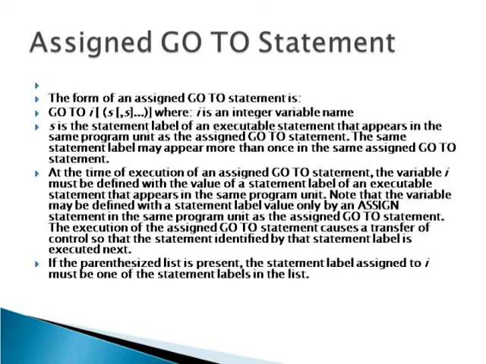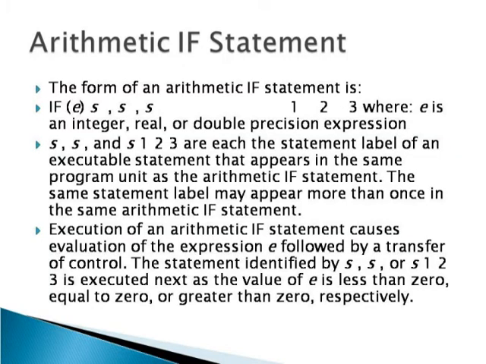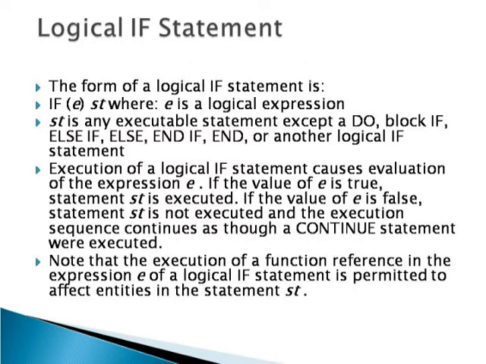Assigned goto. The form is goto statement, integer variable, and then brackets. Execution jumps to the label stated in the integer variable, and the list inside the brackets will be ignored. Arithmetic if statement. The form is shown here. Logical if statement. If, inside brackets, E is the form of the statement. If the value of E is true, then execute the statements. If the value of E is false, statements will not be executed and the sequence will continue.